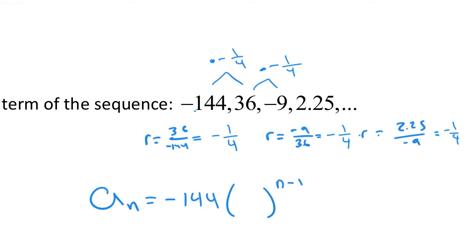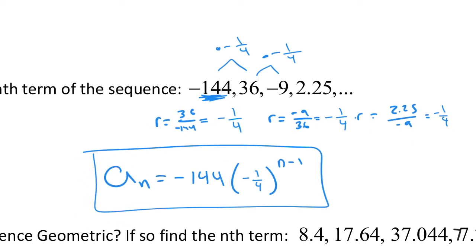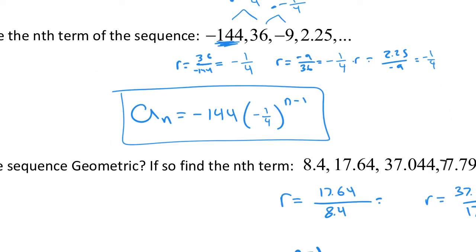My first term is right there, negative 144. So I get my geometric sequence nth term formula: a sub n equals the first term, negative 144, times the common ratio, negative 1/4, raised to the n minus 1. If I asked you to find the 12th term, we could do that just by plugging in 12 there. This would probably be a calculator problem, because we'd be raising negative 1/4 to the 11th power.